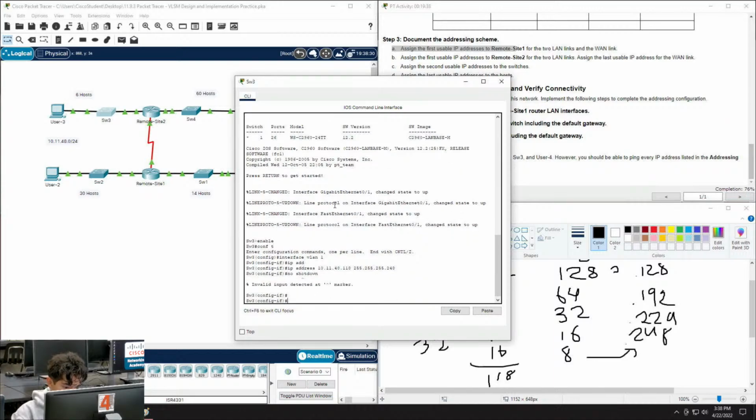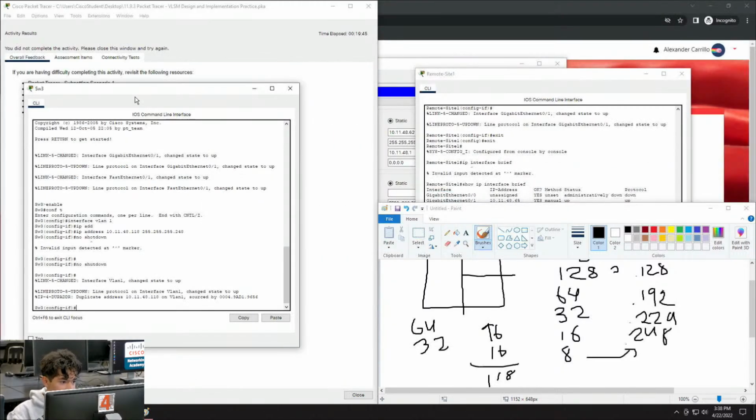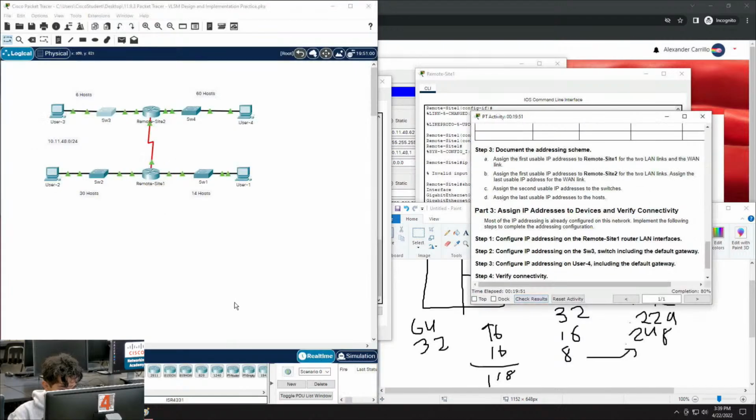No shutdown. If I could spell correctly. No shutdown. Okay, let's figure out what we did wrong there. Okay, so it was the IP address that was wrong. I did my math a little wrong.